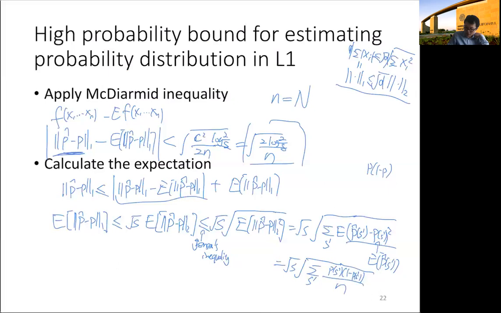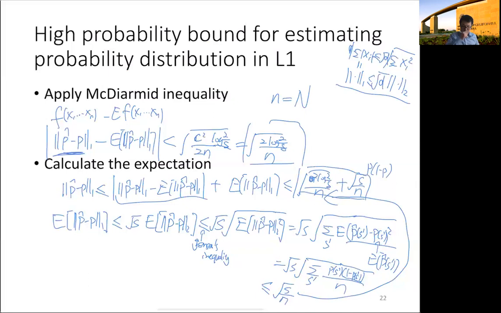So in total, this term is always smaller than 1. Essentially I'm adding up over the S squares, and this is a probability distribution, therefore it adds up to 1. So in total, this gives us a bound of square root of S over N. Plugging this back to here, we get an overall bound of square root of 2 log 2 over delta over N, plus square root of S over N. This is the final bound that we got.